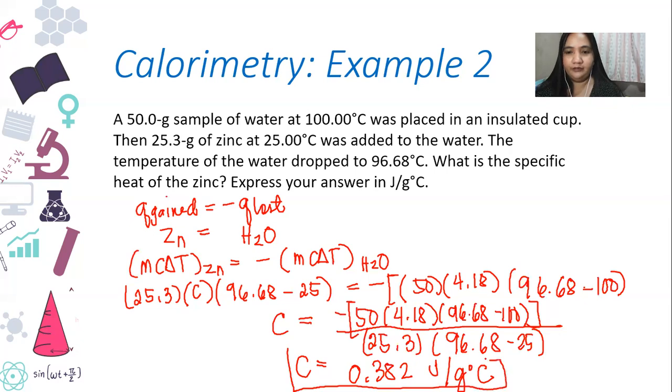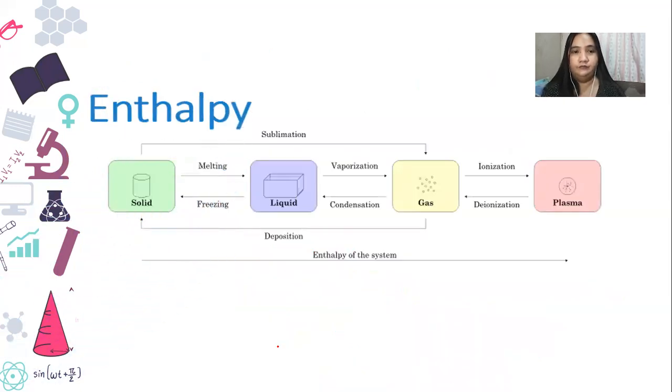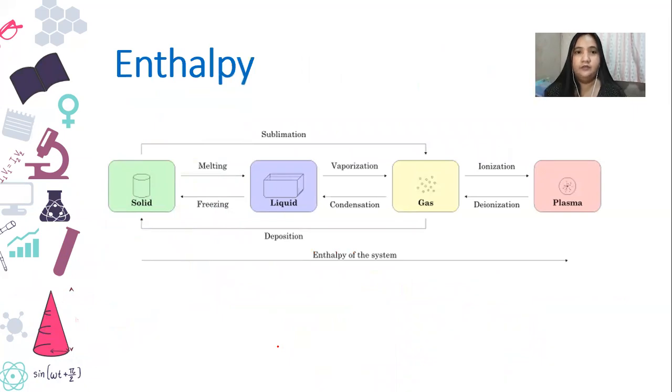I hope you got these correct answers during the quiz. The range of values I gave during the quiz for this number was 0.38 to 0.39. So if your value is within that range, then you get it correct. You get 5 points. Now for the last two problems, they involve enthalpy.